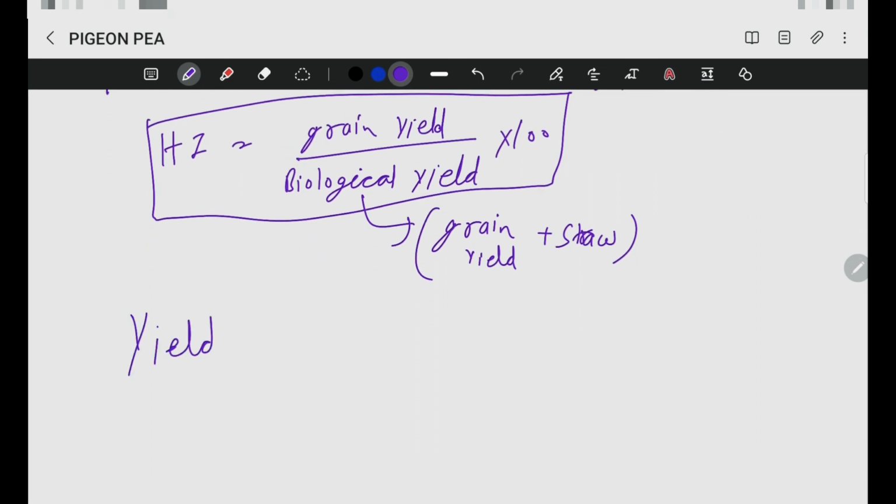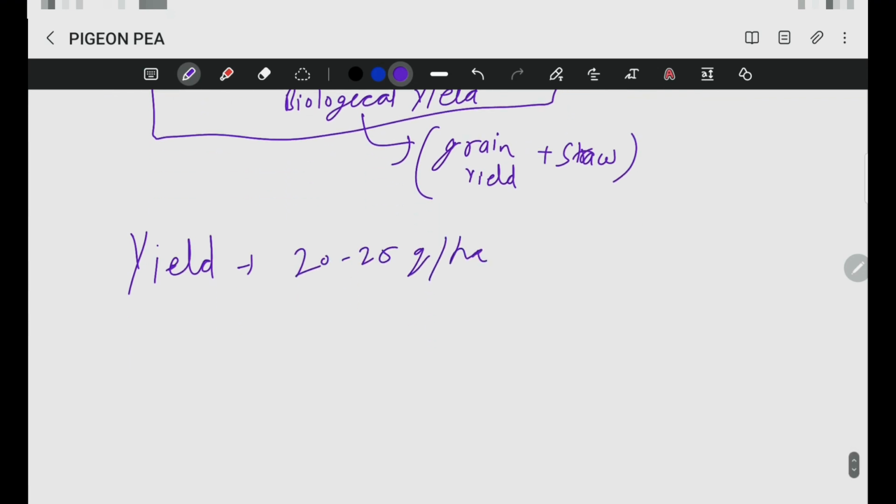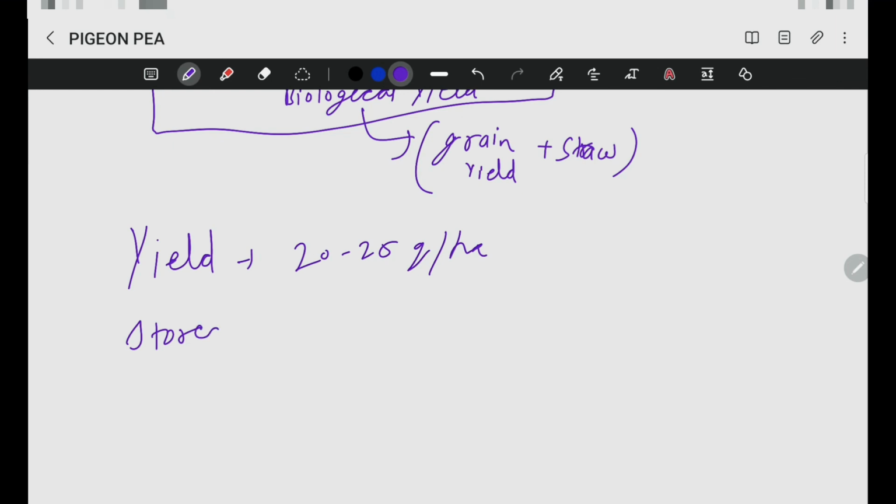When we talk about yield, the yield is 20 to 25 quintal per hectare. At last we have to store it after harvesting, stored at 12% moisture content.